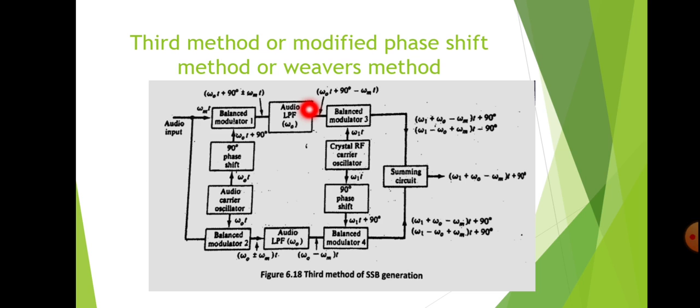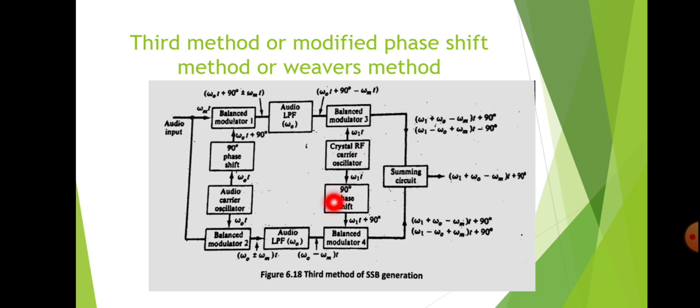We are also using 2 low pass filters, audio low pass filters, that pass only the low frequencies. That means higher frequencies will be cut off; it provides high rejection for higher frequencies but passes low frequencies alone. That means lower sidebands will be passed through this. Similarly here also the lower sideband will be passed. Then at the output side there is a summing network, which is used to add the outputs from balanced modulator 3 and balanced modulator 4. So you will get SSB at the output.